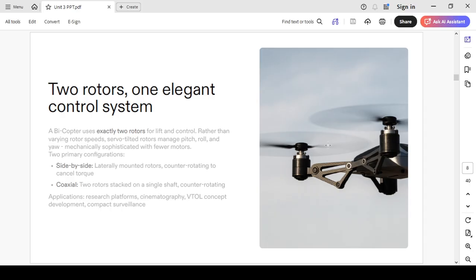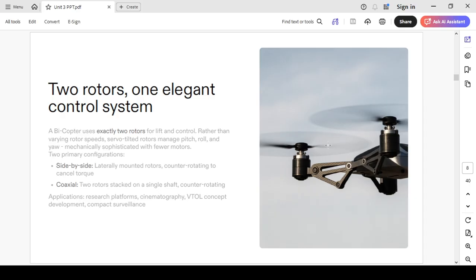These Bi-Copters are basically difficult to stabilize. With the two rotors, one elegant control system can be utilized. The Bi-Copter uses exactly two motors, as I have already told, to control the lift and the stability. Rather than varying rotor speeds, servo tilts manage the pitch and so on. These motors are mounted side by side or one above the other, and the one above the other case can be considered as the coaxial motor.